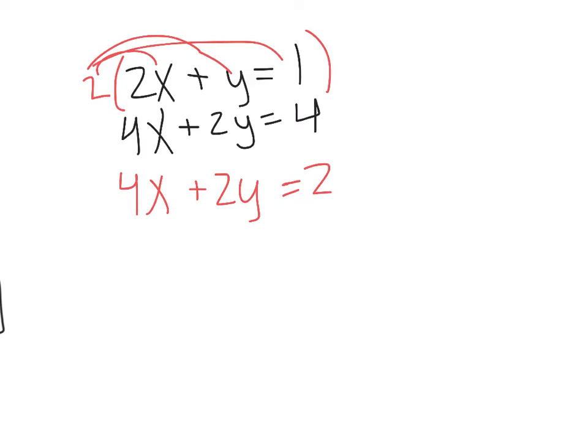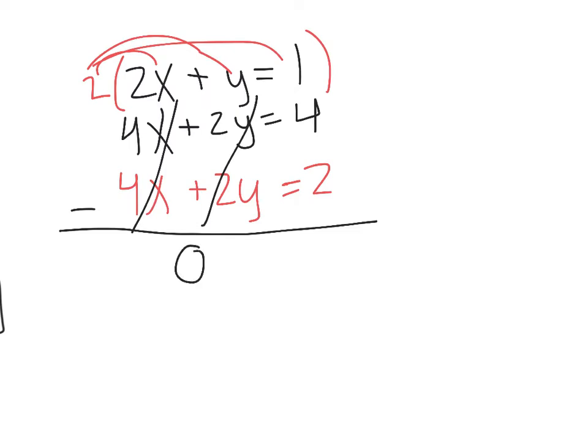So now I have 2 equations. I have 4x plus 2y equals 4, and 4x plus 2y equals 2. My 2y's are the same, and so I'm going to subtract. 4x minus 4x, well, that cancels out. And 2y minus 2y, well, that cancels out. So I'm left with 0 on the left side, and that's equal to 4 minus 2, which equals 2.